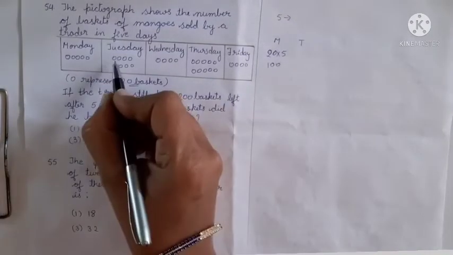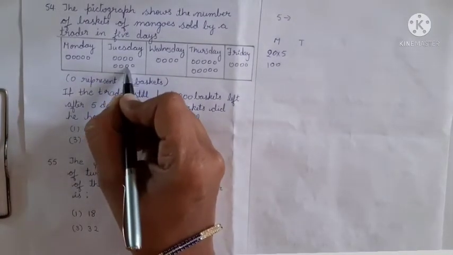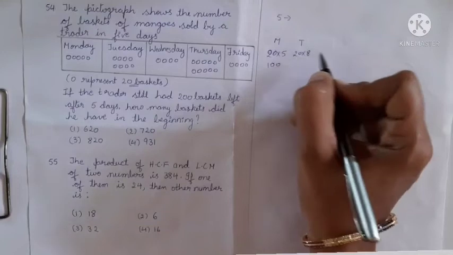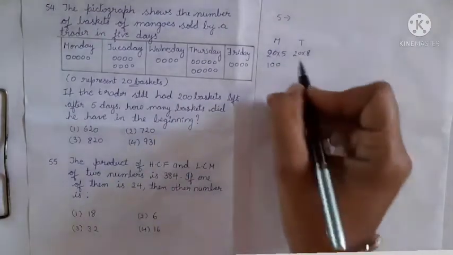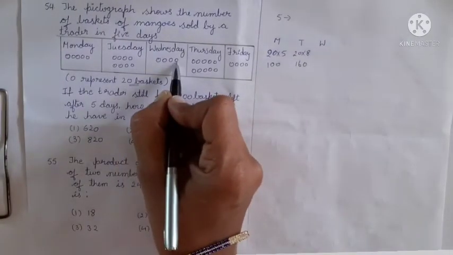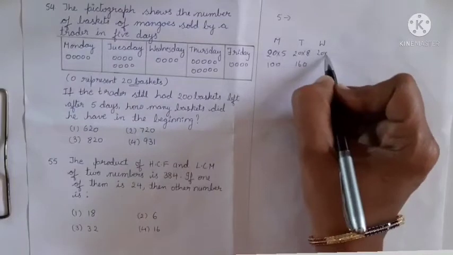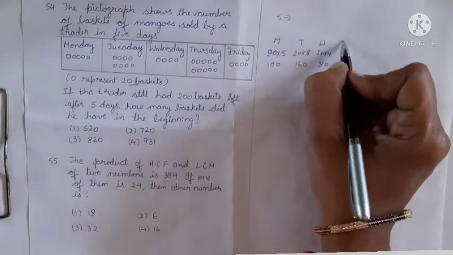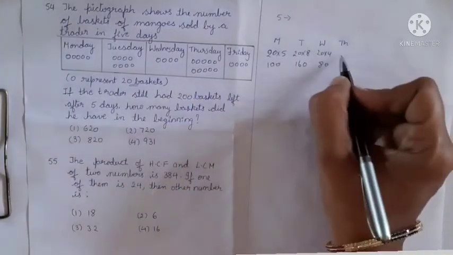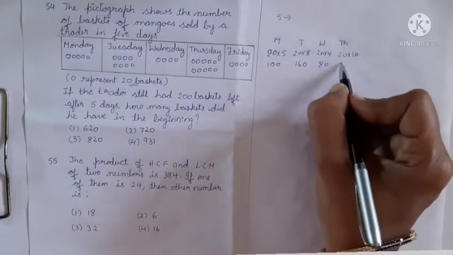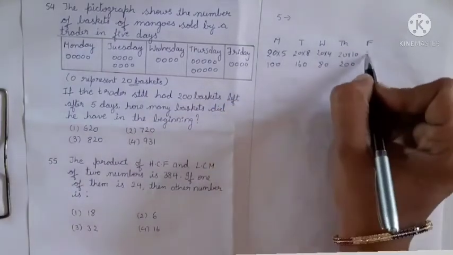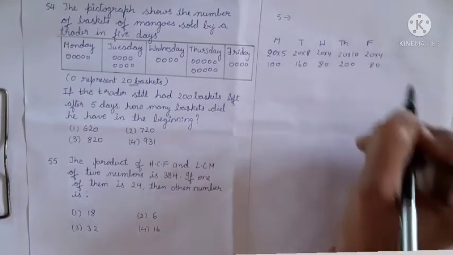Tuesday he has sold 1, 2, 3, 4, 5, 6, 7, 8. 8 such circles are present. So one circle is 20. It means 8 is how many? 20 into 8, 160. Wednesday. 4 circles he has sold. So 20 into 4, 80. Thursday. 1, 2, 3, 4, 5, 6, 7, 8, 9, 10. So 20 into 10, 200. Friday, 1, 2, 3, 4. So 20 into 4, 80.